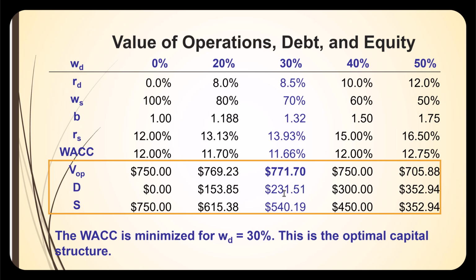Now again, we know 30% is the best number. 30% gives us the optimal value of the company. So that's the optimal capital structure. It's the point where weighted average cost of capital is minimized.